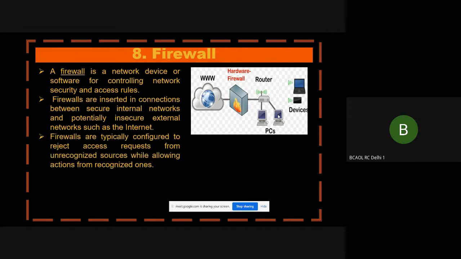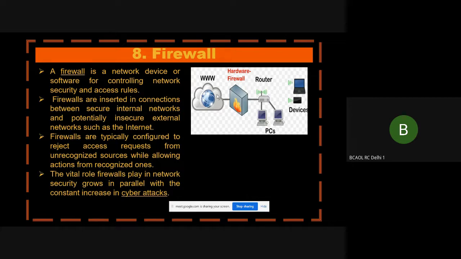Firewalls are typically configured to reject access requests from unauthorized sources while allowing actions from recognized ones. So it will only allow the recognized sources which the company has allowed to connect to the network, but the others are not allowed to connect, so they will not be allowed. The vital role firewalls play in network security grows in parallel with the constant increase in cyber attacks. Because nowadays there are too many cyber attacks, firewalls help in taking the security level high, so that you don't get any unauthorized access from such cyber attacks. So that is what a firewall is, right?